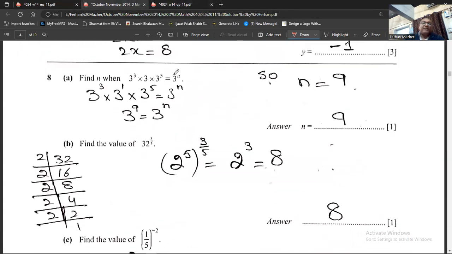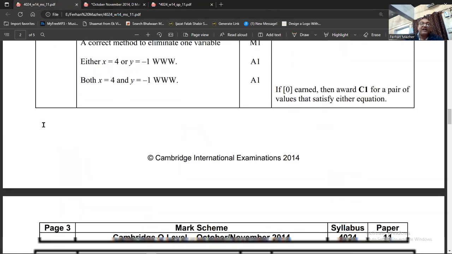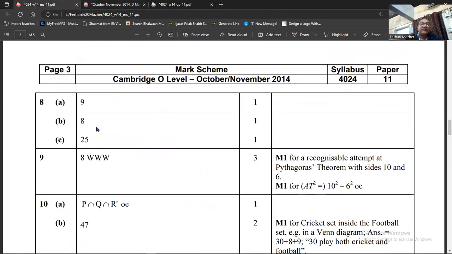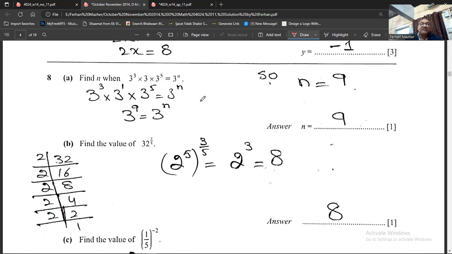Because they are multiplying, their powers will be added up. So 3 raised to power 3 multiplied by 3 raised to power 1 multiplied by 3 raised to power 5 equals 3 raised to power n. So these powers will be added. You will have 3 raised to power 3 plus 1, 4, 4 plus 5, 9, equals 3 raised to power n. These two are equal, their bases are the same, so the powers will also be the same. So that means n will be equal to 9. So question number 8, A part, n is equal to 9. So my answer is right. This is the solution.